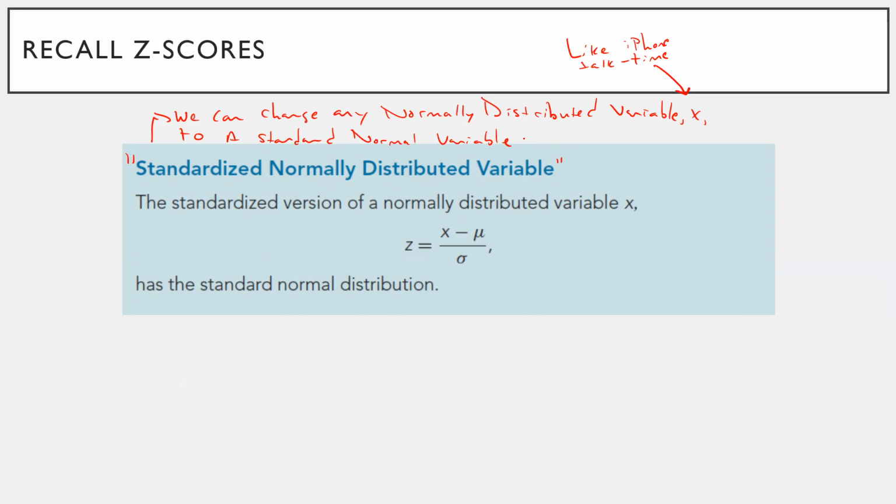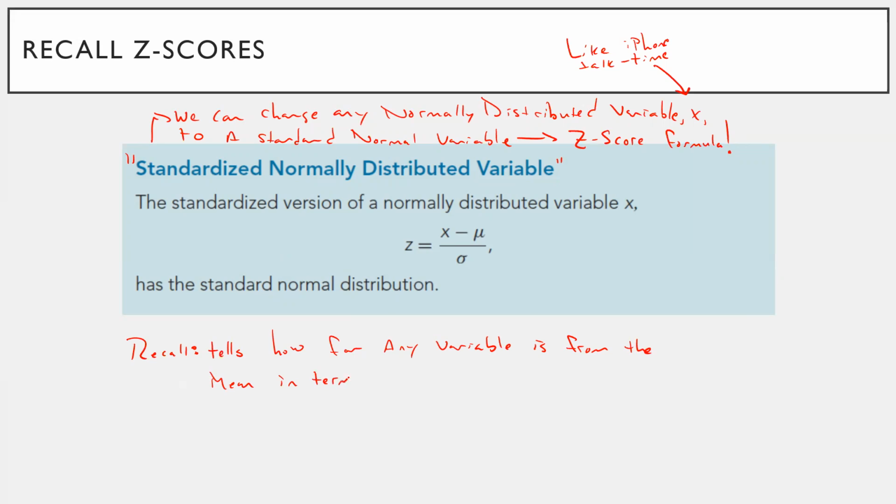All right, so the formula for this is a z-score formula. Okay, so just recall what a z-score does. A z-score tells how far any variable is from the mean in terms of standard deviations.